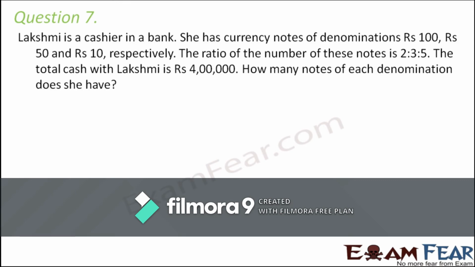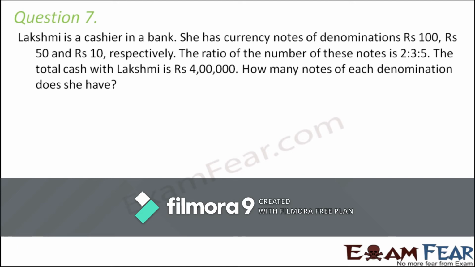Question number 7. Lakshmi is a cashier in a bank. She has currency notes of denominations rupees 100, rupees 50 and rupees 10 respectively. The ratio of the number of these notes is 2:3:5. The total cash with Lakshmi is rupees 4 lakhs. How many notes of each denomination does she have?